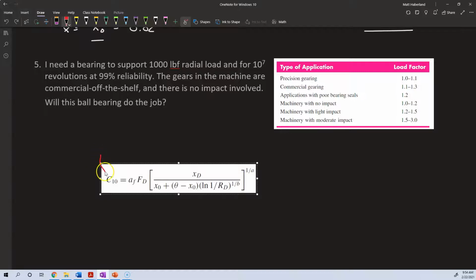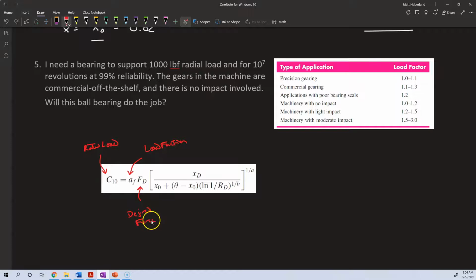It says that our rated load, or maybe the rated load that we need, is given by, well, this here. This is a constant called the load factor, and it depends on the conditions that we're operating in. These conditions over here have different load factors. This is the desired radial force that we apply in the bearing.